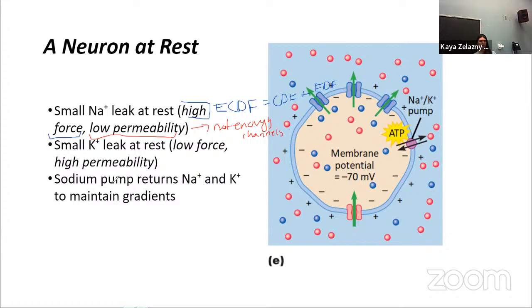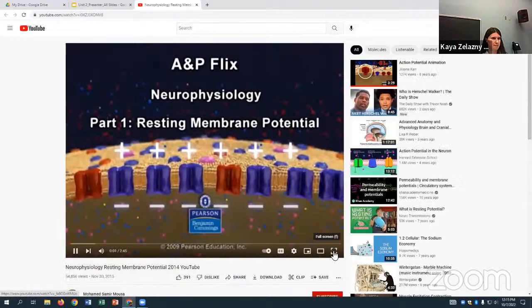Opposite situation happening for potassium. A little bit of potassium leaks out of the cell because the total force on the potassium is out of the cell, but it's not rushing out because we're pretty close to its equilibrium potential. We do have a high permeability to potassium though. We can take a look at what this looks like.